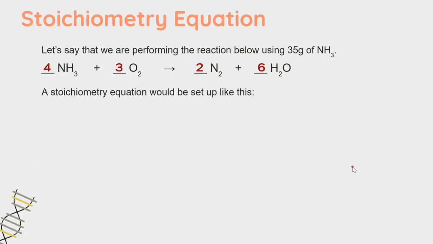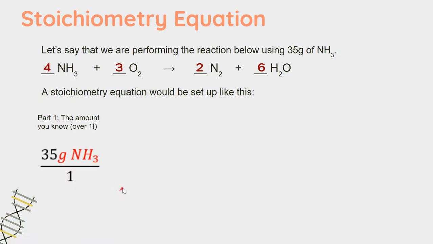Now, in our next topic, let's look at actually setting up our equations for our stoichiometry predictions. Let's say we're going to perform this reaction given right here. And let's say we started with 35 grams of NH3. Our stoichiometry equation would be set up like this. First, we put the amount we know over 1. We know we have 35 grams NH3, so we'll set it up so that that amount is over 1.